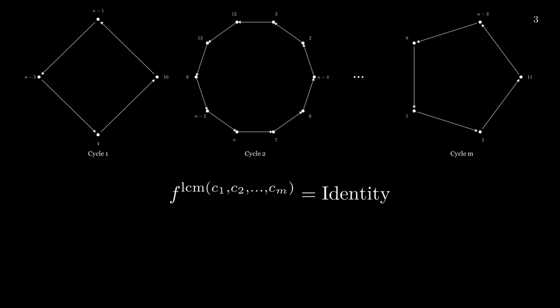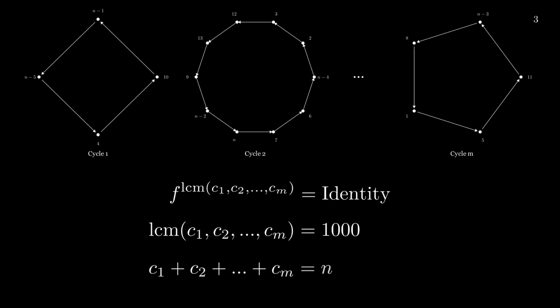However, we know that the LCM of the cycle lengths also has that same property. This means that 1000 equals the LCM. Also, since all the points are in a cycle and the cycle lengths are equal to the number of points in the cycle, we get that n equals the sum of the cycle lengths.